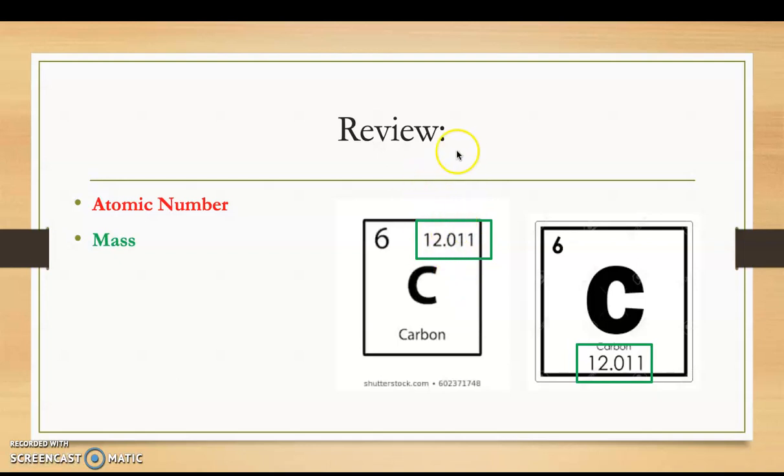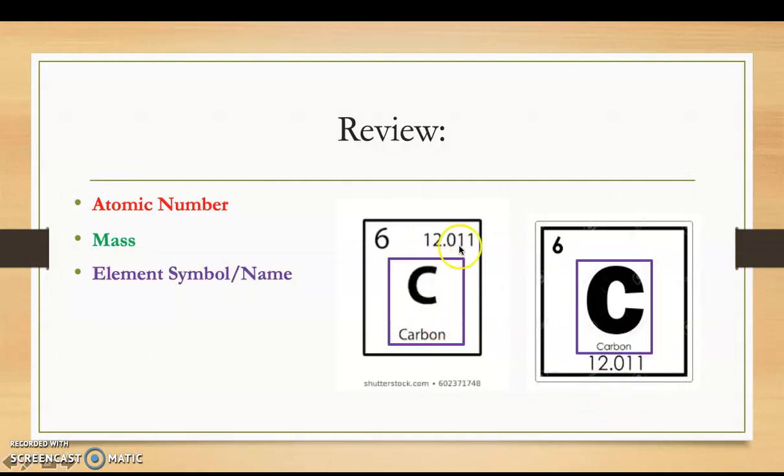Notice that the mass can be located in different spots on the picture. So here it's in the upper right, here it's underneath the name of the element. The element symbol or name, that's the C and the carbon, tells us what element it is. Now, if we were only given the atomic number, we would be able to figure out that it was carbon, because an atom with an atomic number 6 is carbon, no other atom.